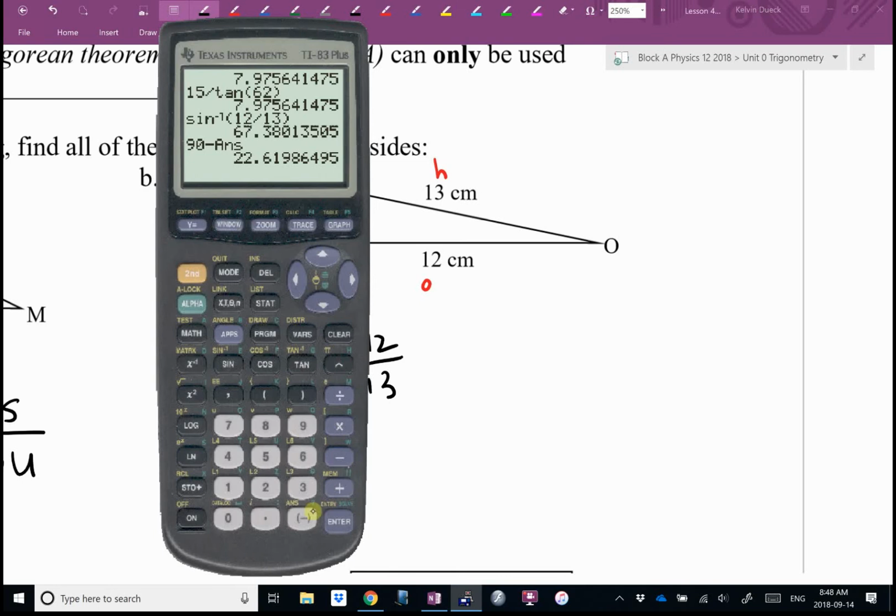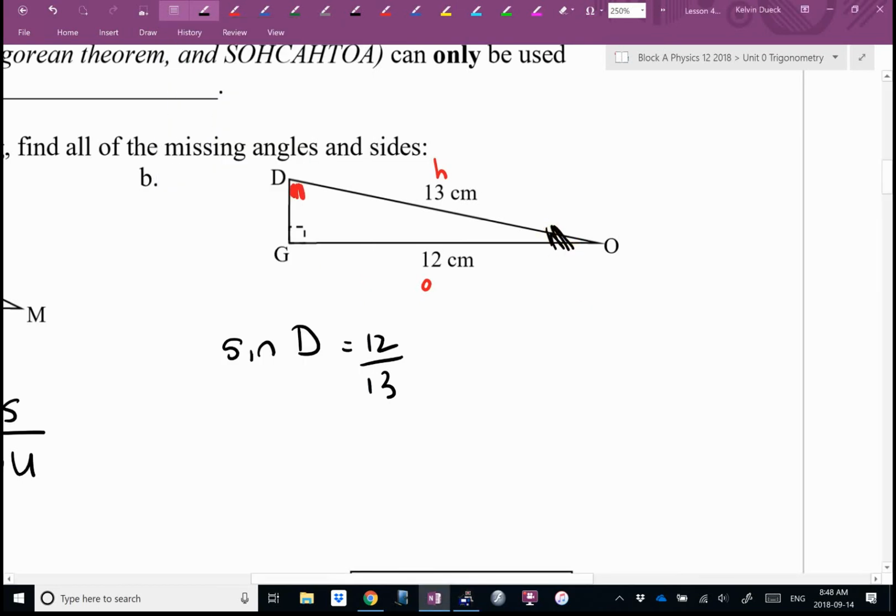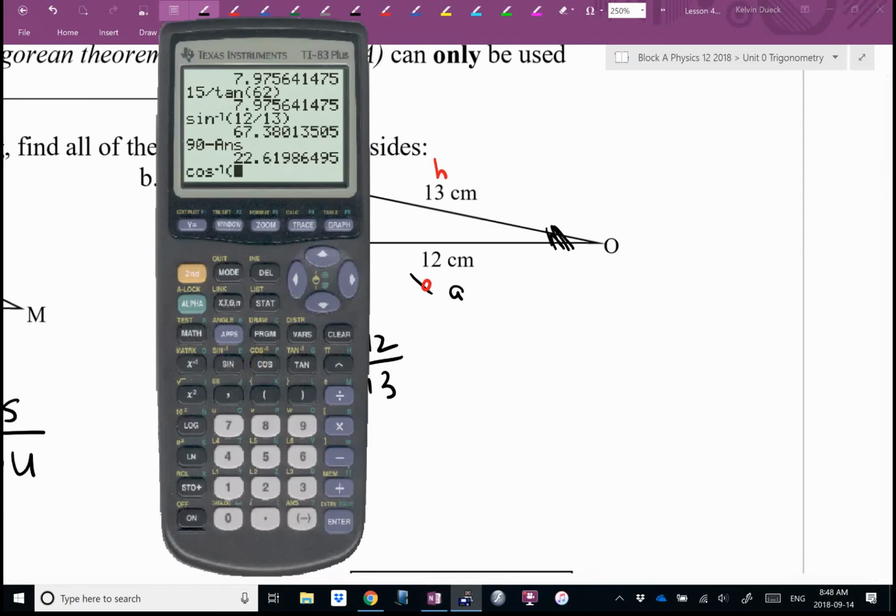I could also have used trig. I could have said, if I was looking at angle O, now this is adjacent over hypotenuse. I could go second function cosine of 12 divided by 13. And again, you'll notice I get exactly the same decimal.